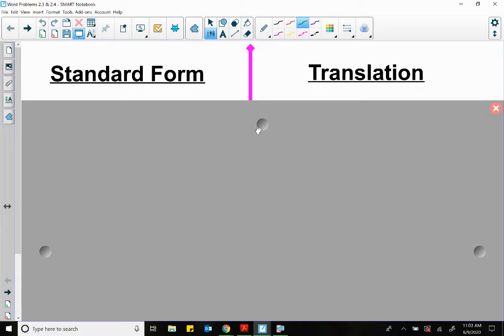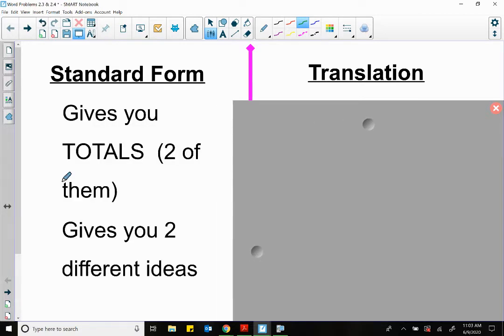All right. So how do I know the difference between these? Well, standard form. Here's what generally happens. In standard form, it gives you totals, and you'll have 2 of them. Like, for instance, I went out and bought a refrigerator and a blender for $100. That $100, that's a total. Okay? In my pocket, I have quarters and dimes, and I know that I have a total of 11 coins.